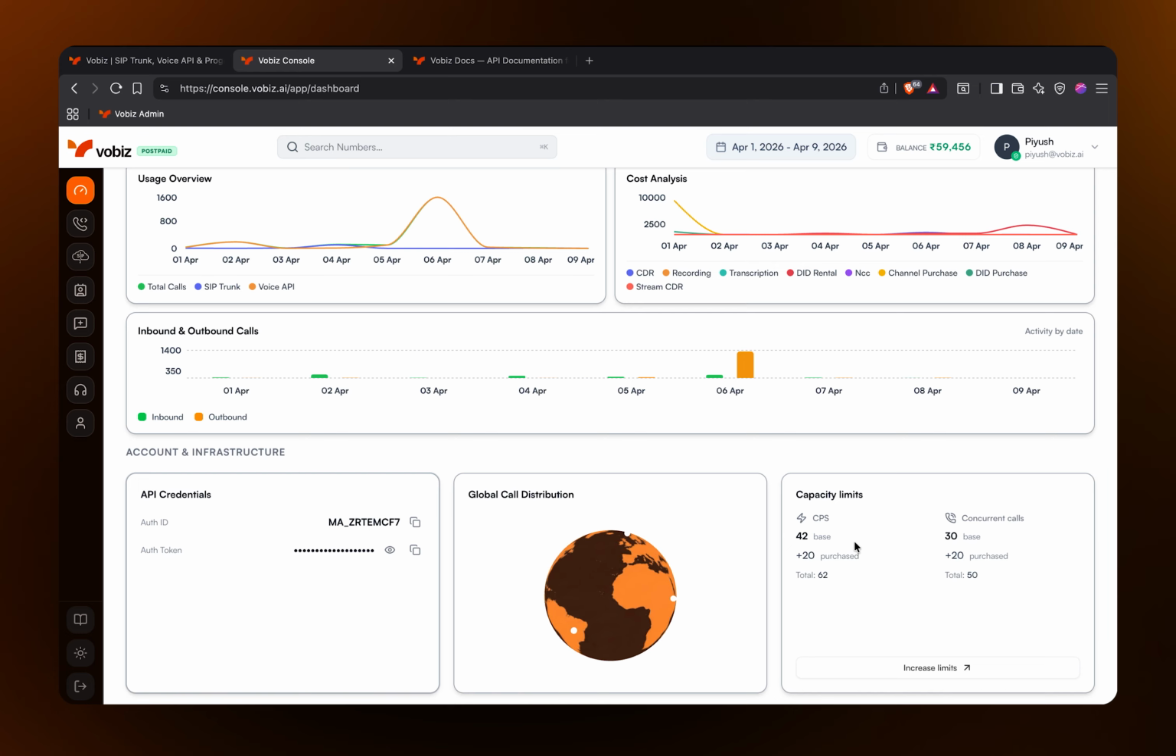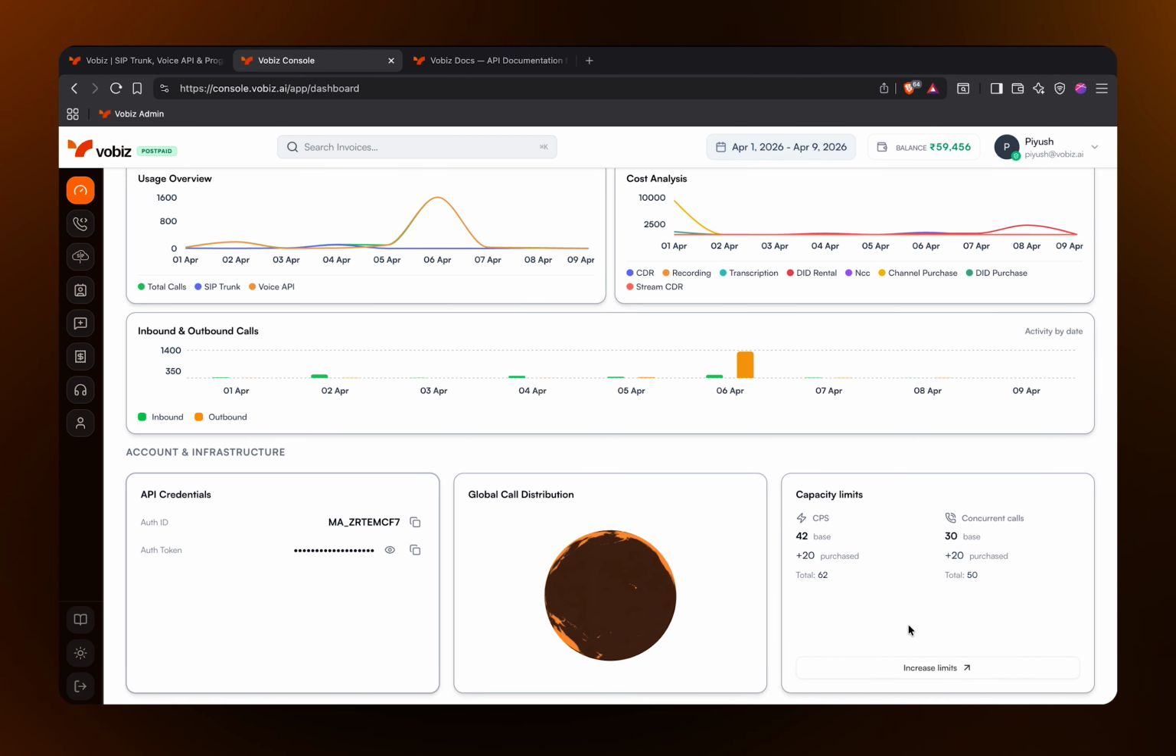Similarly, for CPS, I have a CPS of 62, right? So imagine I want to make 100 calls, right? But can I initiate all the 100 calls in one go? No, because I have a CPS limit of 62, that is calls per second. So what will happen when I initiate 100 calls? 62 calls will be initiated right away, and the remaining 38 calls will be initiated in the next second, because I have a limit of 62 calls only per second.